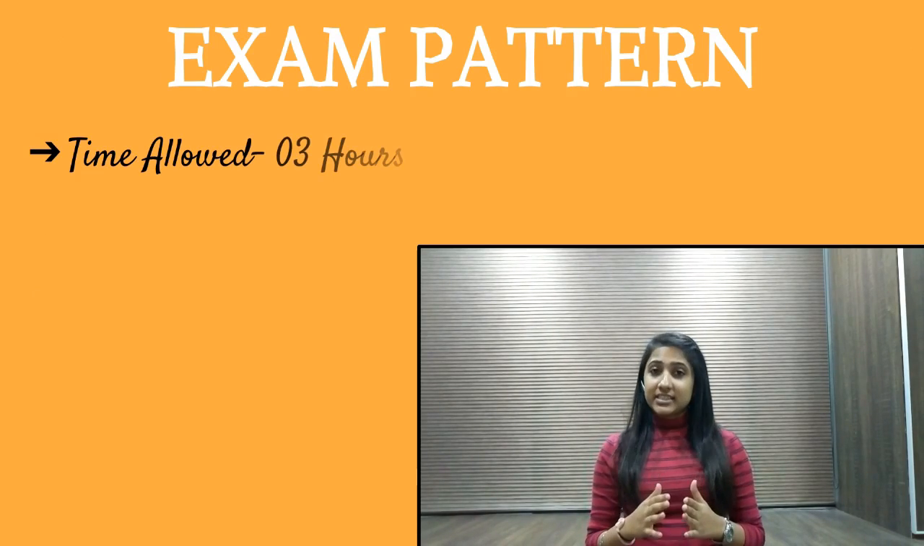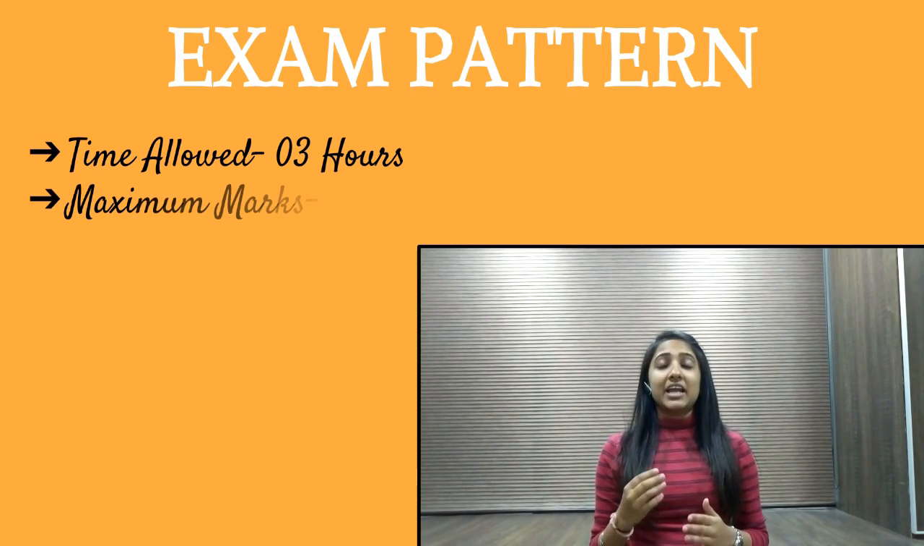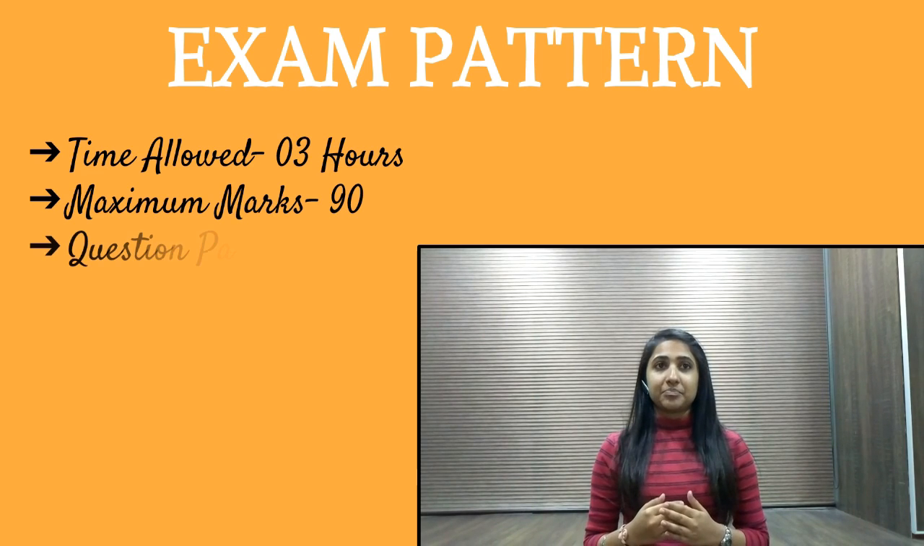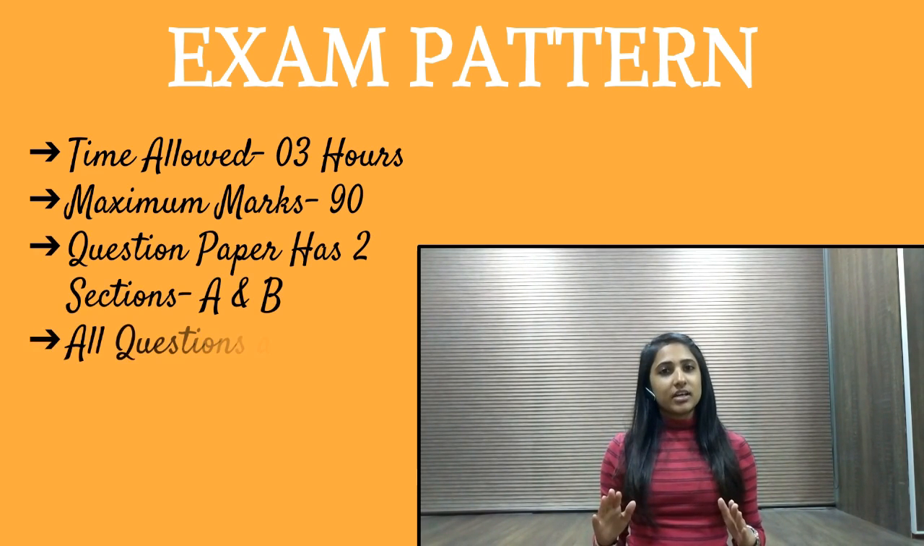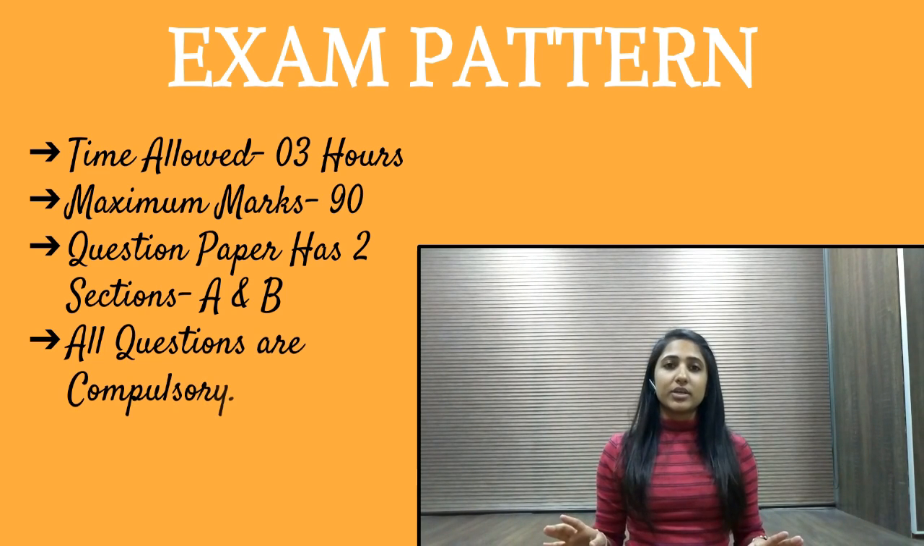I will start off by explaining the exam pattern. Time allowed for science exam is 3 hours and maximum marks is 90. Question paper has two sections, A and B. All questions are compulsory and there is no choice in any of the questions. Now the question paper is divided into two parts, A and B, as I've already told you.